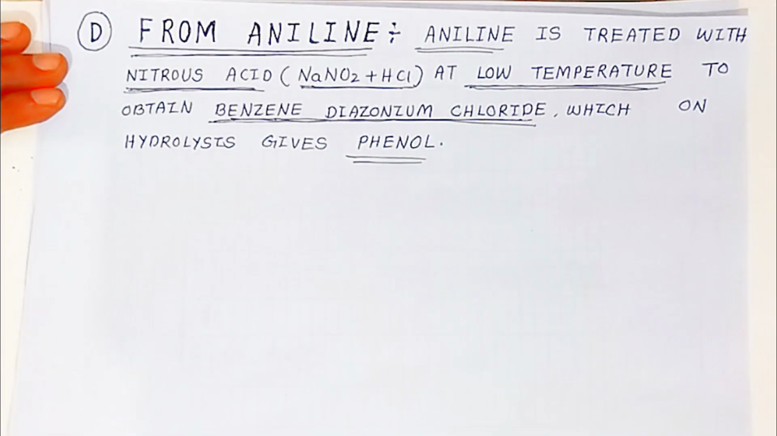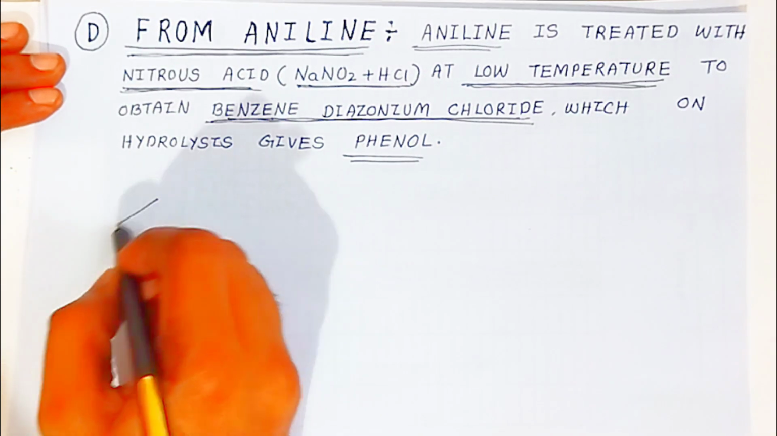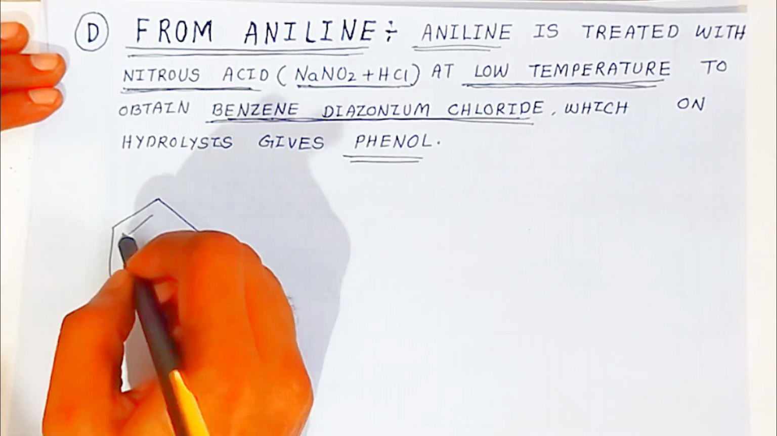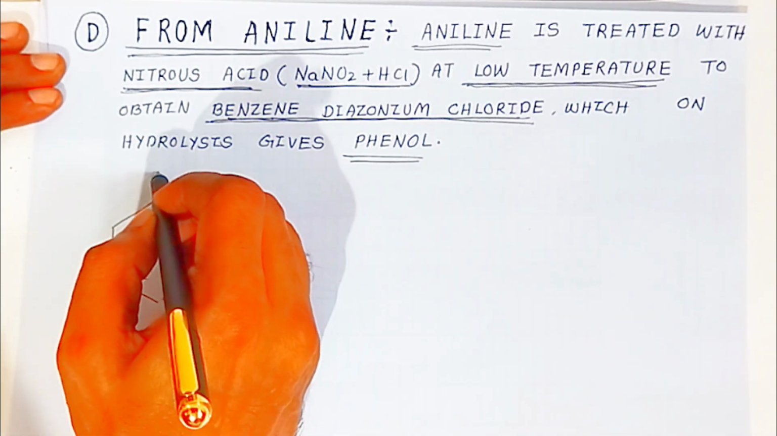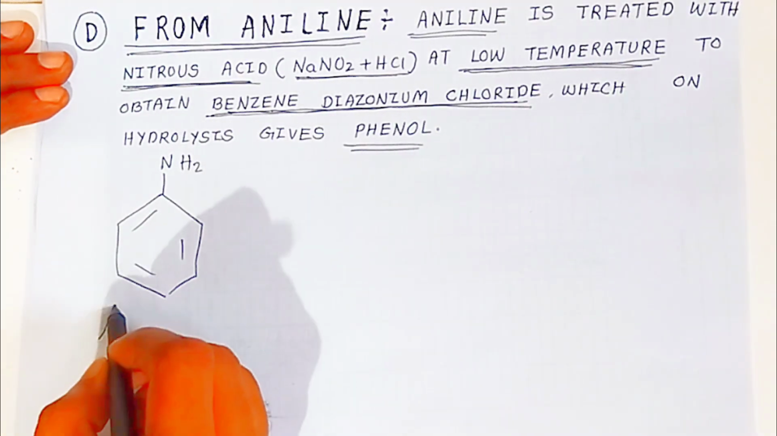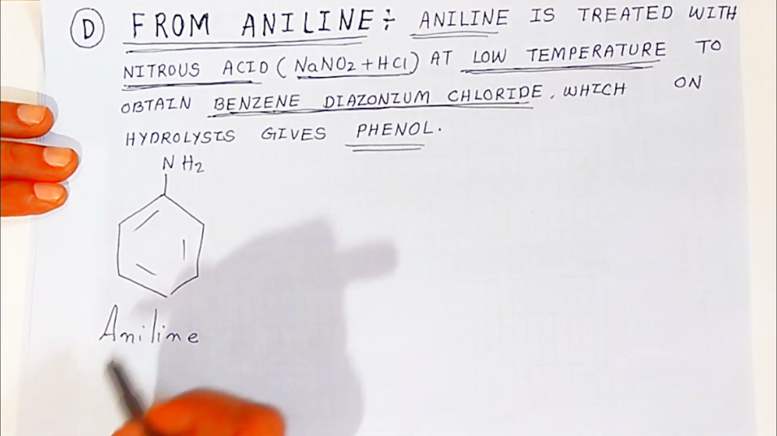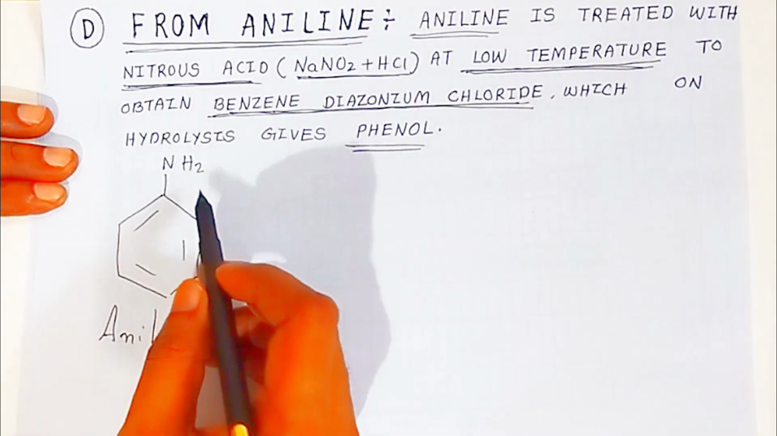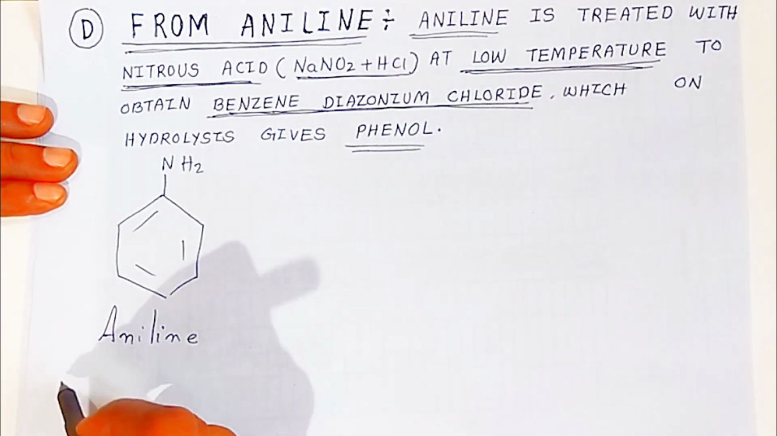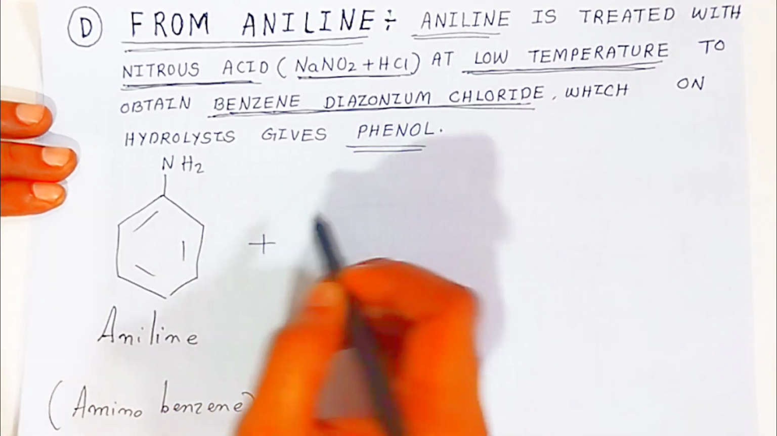How are you converting this base, aniline, into what? Phenol. So students, you should be able to write the structure of aniline first. So aniline, how are you writing it? This is the benzene, where one of the hydrogens of ammonia is replaced by benzene. So this is the structure of aniline. This is the common name students, aniline, or you can say aminobenzene. It is a derivative of ammonia, also called aminobenzene, which is basic in nature students.